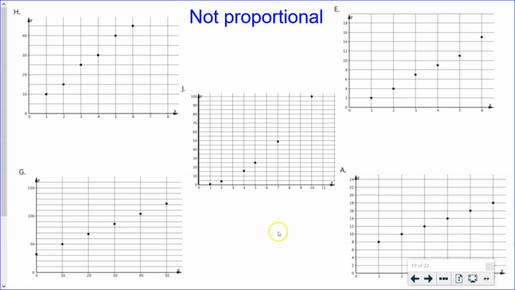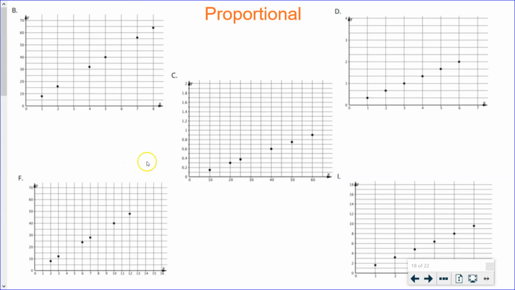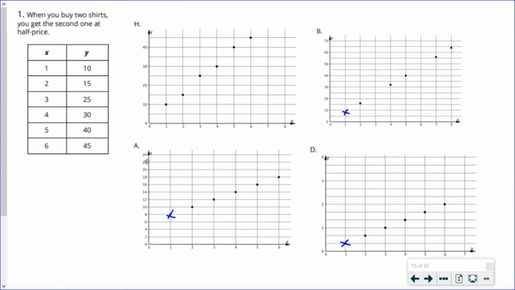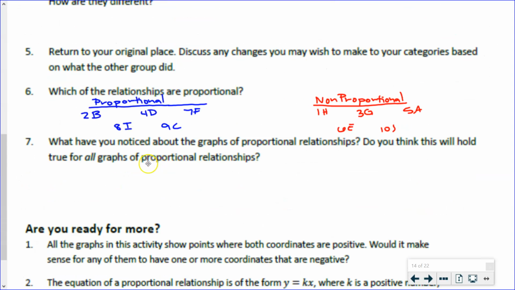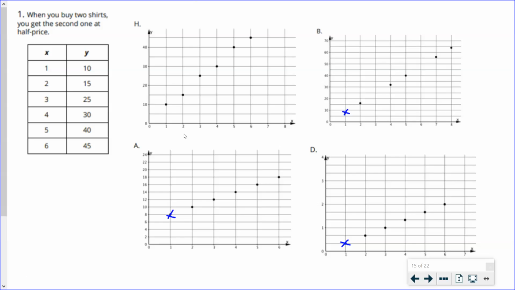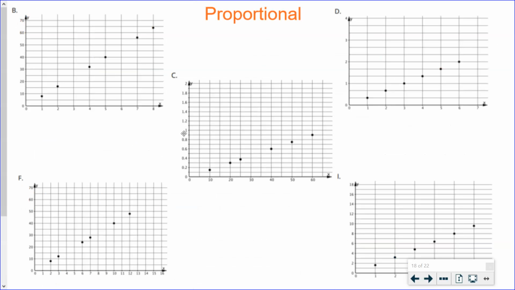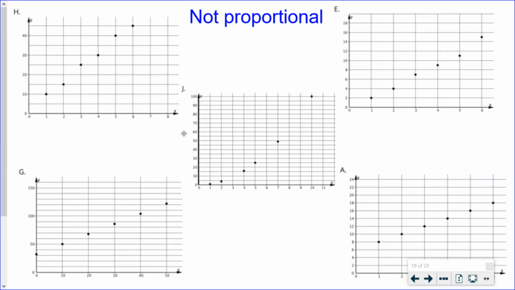Okay, now that everything is sorted, here's the next question that I have for you. Going back to our paper packet, what have you noticed about the graphs of the proportional relationships? In order to really notice something about the graphs of the proportional relationships, it helps if you do a compare and contrast to the non-proportional relationships. So again, focus on these proportional relationships. What do you notice about the graphs? And then compare and contrast it to the non-proportional.